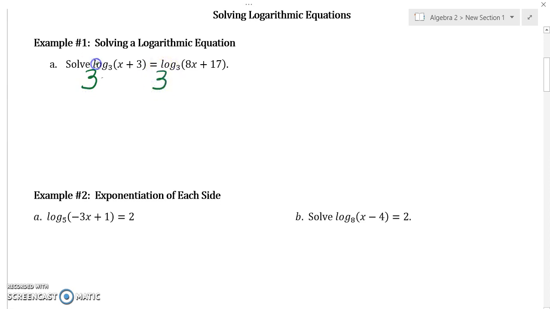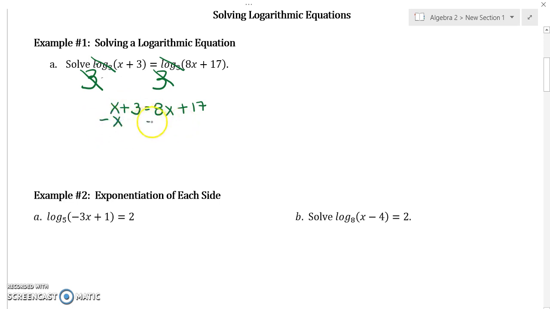But what's really nice is log base 3 and base 3 cancel on the left as well as the right side, leaving you with x plus 3 equals 8x plus 17. And then this becomes a problem from Algebra 1 where you would go ahead and move the x's on one side and the numbers on the other side.